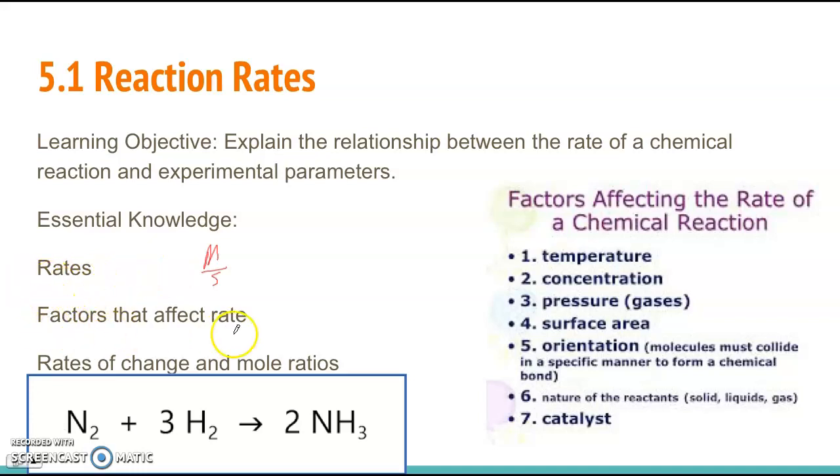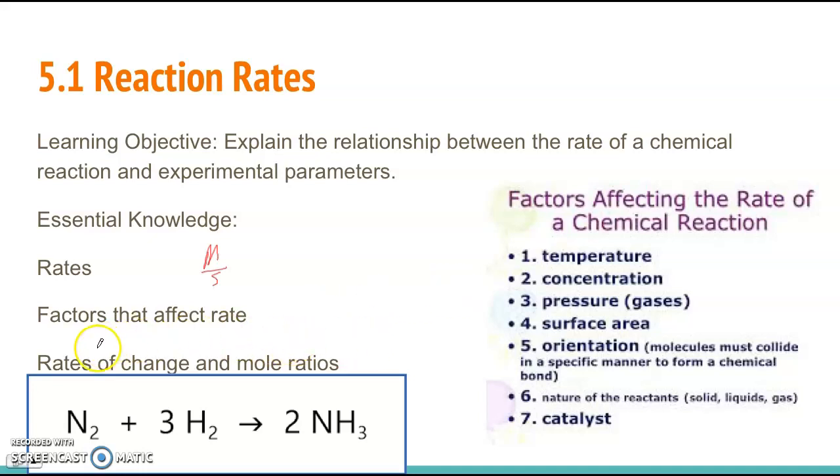And some of the factors that affect rate, and we'll talk about this later when we talk about collision theory a little bit, but factors that affect the rate of a chemical reaction, those are listed over here. Basically what affects a rate is if you can get the reacting particles to collide more often and with more energy, they tend to go faster. They have a faster reaction rate.